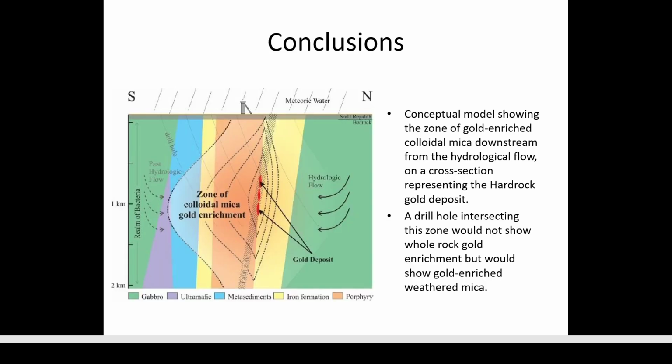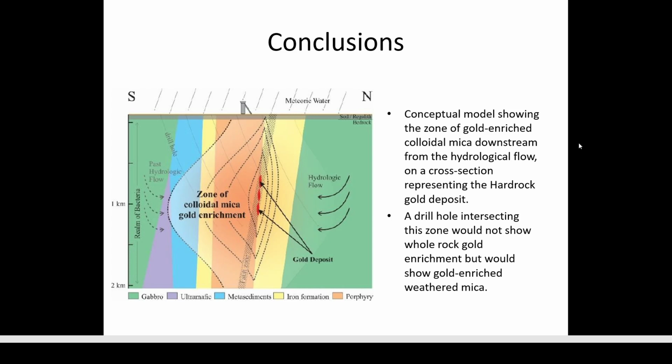Finally, this is just looking at a conceptual model of how this could be used in the understanding of different mineral deposits. If we were looking at a situation where we are having this remobilization of gold, we would have different zones of colloidal mica enrichment. Therefore, as we're coming closer to the gold deposit, we're having a higher amount of gold enrichment, while as we're getting farther and farther away, we're getting less and less. So this could actually be used to determine where a gold deposit is located.